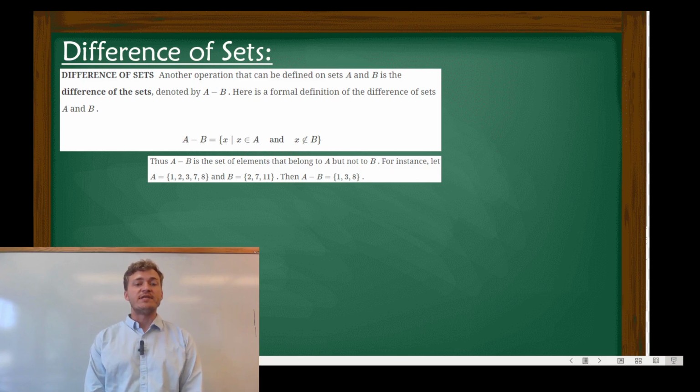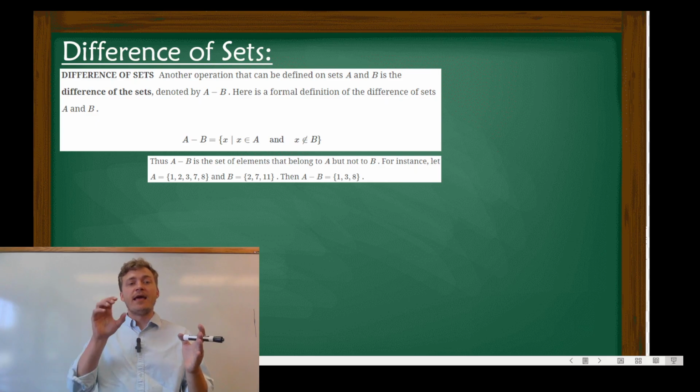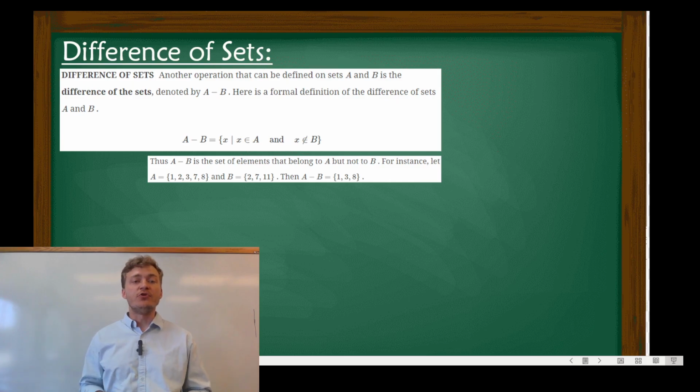If they are, we need to remove them from A. In this case, we see for set B, it contains elements 2 and 7. Those two elements are found in A. We will remove 2 and 7 from our set A. We don't have to worry about 11 because 11 is not contained in A. So A minus B has us look at set A and remove those elements from set A that we also see in set B. Removing 2 and 7 leaves us with 1, 3, and 8 for A minus B.